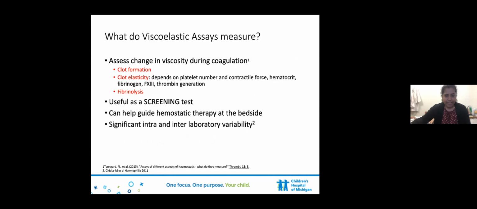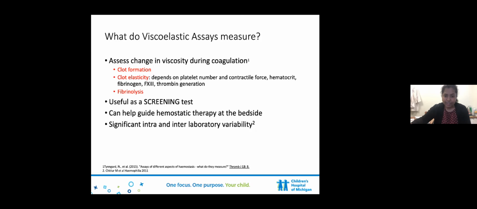So what do they really measure? The viscosity of blood changes as the fibrin network forms, as coagulation takes place. So these assays essentially enable us to look at clot formation, elasticity, and fibrinolysis in real time. The elasticity of a clot depends on a number of factors, including platelet number, platelet function, hematocrit, fibrinogen, factor 13, and thrombin generation. All of these play a role in how much elasticity the clot has. So unless we put everything together, we are not assessing clotting adequately. It is important to remember that the major signal in these assays comes from the platelet contractile forces, and some of it comes from the fibrin network.